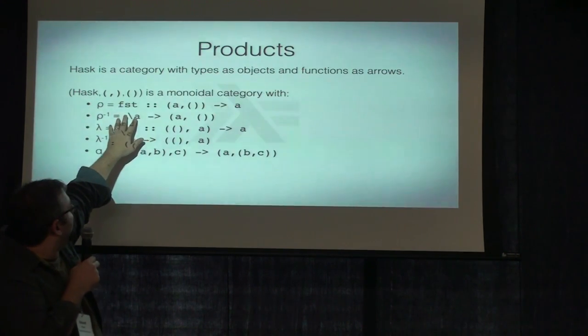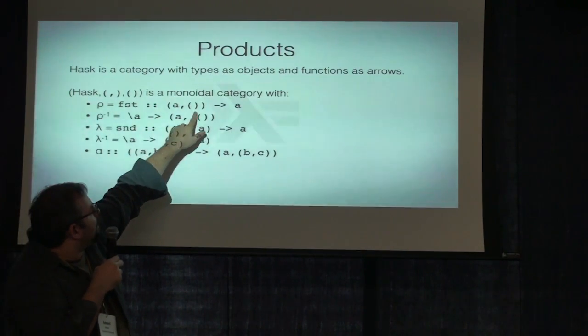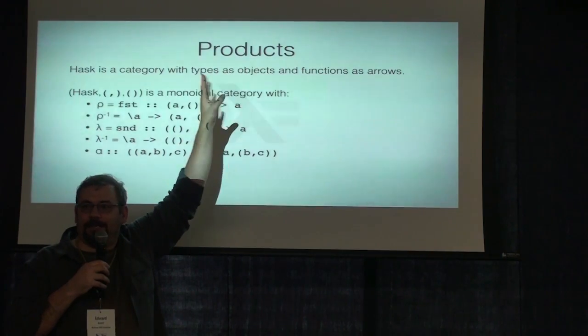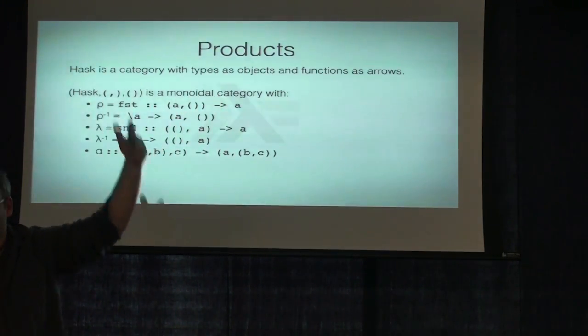So rho can put on and take off something from the right-hand side. We can just use first to project out A, leaving the unit behind. There was no information in the unit. I mean, we could hide a bottom in it because we're in Haskell, but whatever.